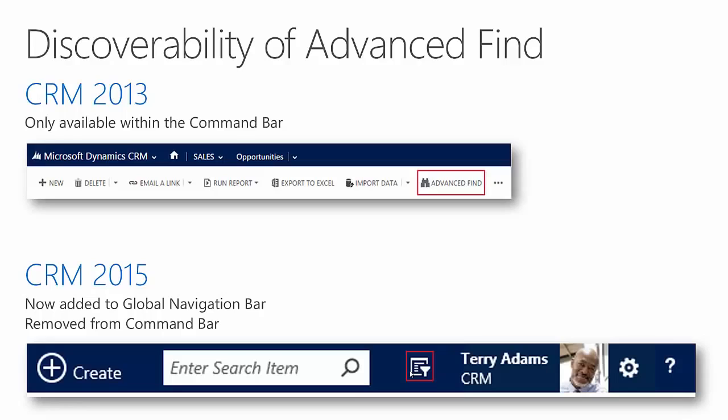This is something you'll want to make sure that your users are familiar with, where if they're used to looking underneath an entity and looking at the command bar, they should actually be able to easily find this now using the navigation bar. But they might not see the advanced find option, so you do want to educate your users on this. That advanced find button is gone from the command bar. It could be added back, but because it's on the navigation bar, it should be easier for people to discover.